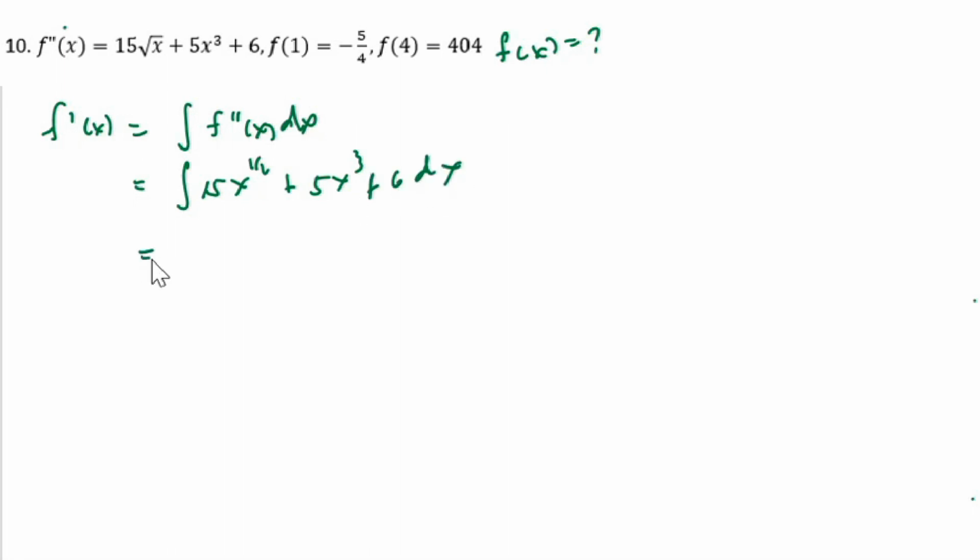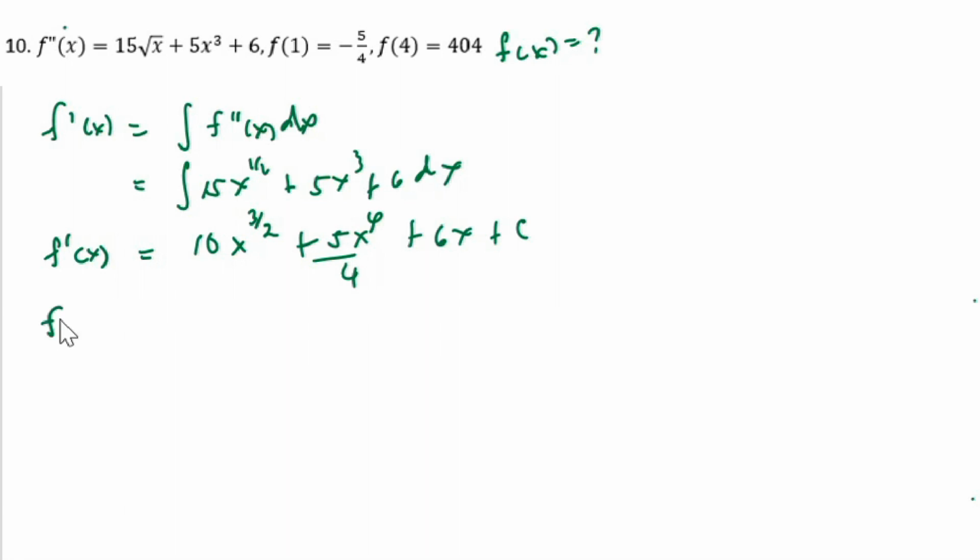So integrating this one, the integral of 15x raised to 1 half will give us 10x raised to 3 halves plus 5x raised to 4 over 4 plus 6x plus a constant. So that is now the value of f prime of x. Now next we have to solve for f of x. So that is equal to the integral of f prime of x dx.